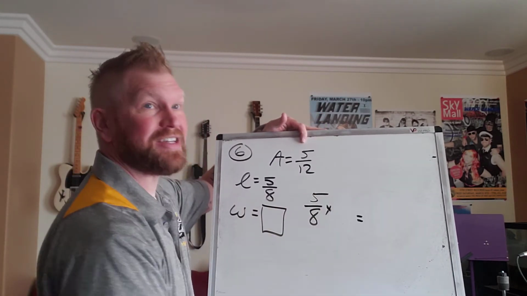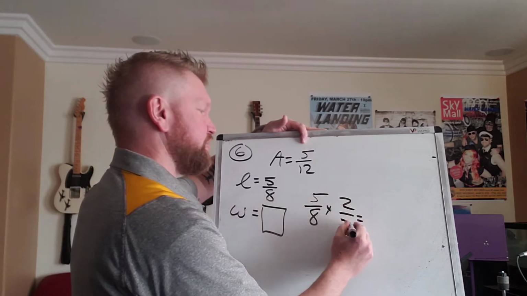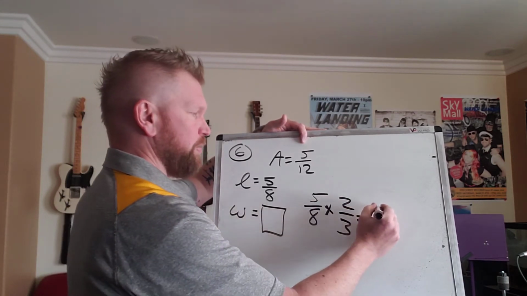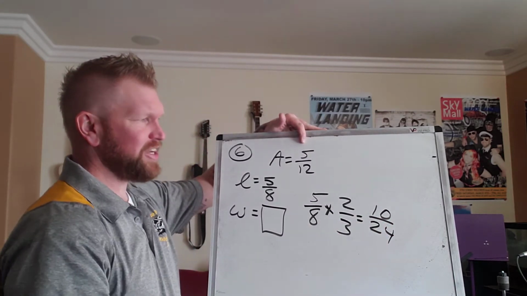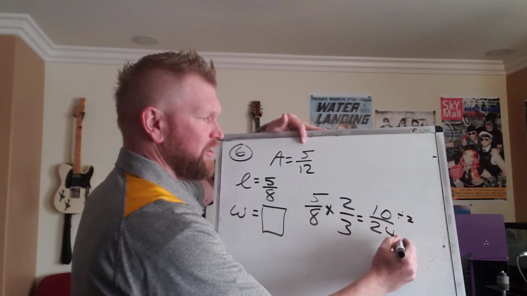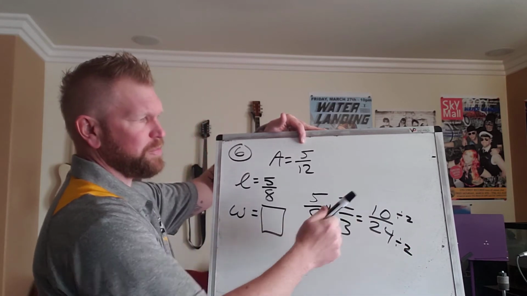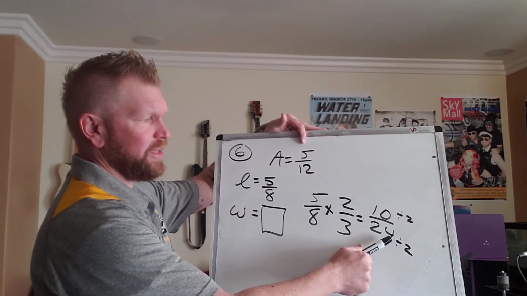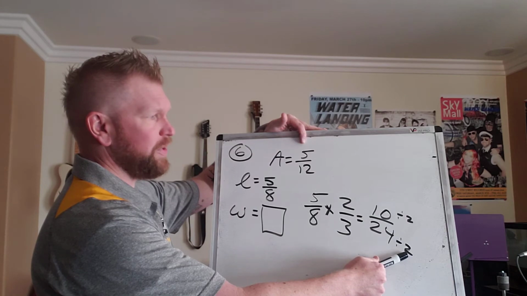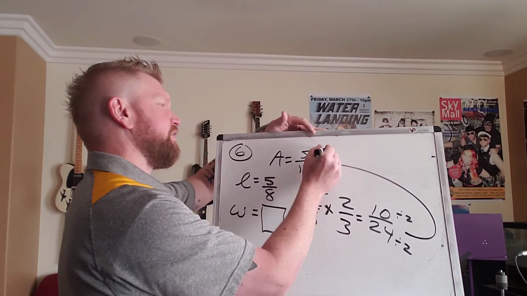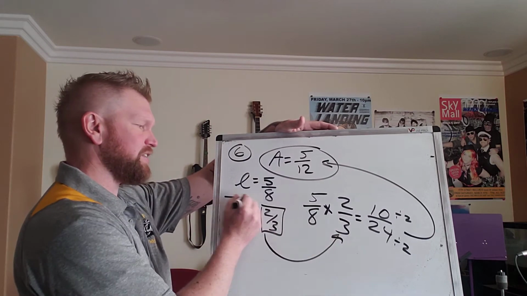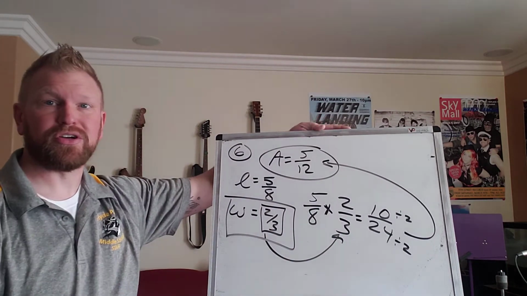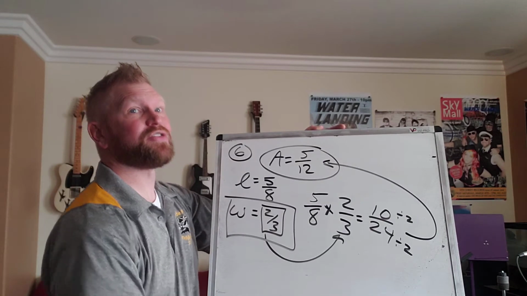Let's hope this last guess is the right guess. The last answer is 2/3. So we'll multiply and we'll get 10/24. And check this out. You could simplify 10/24. 2 is divisible into 10. That equals 5. 24 divided by 2 is 12. So this is equal to 5/12. That shows us that 2/3 was the right guess for the width. 2/3 is the answer. Okay, that's question number 6.